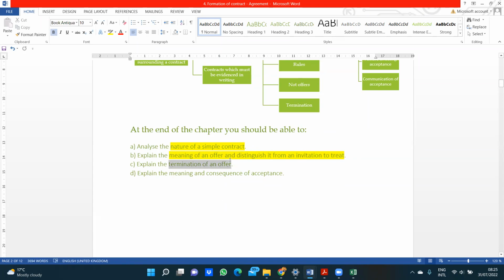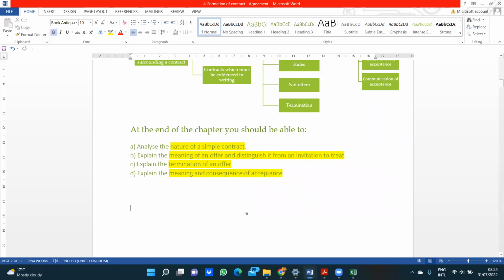Explain the termination of an offer when an offer terminates. For example, if there is silence from one party, silence doesn't mean acceptance. And it has some period of time in which it can be accepted. And explain the meaning and consequence of acceptance.